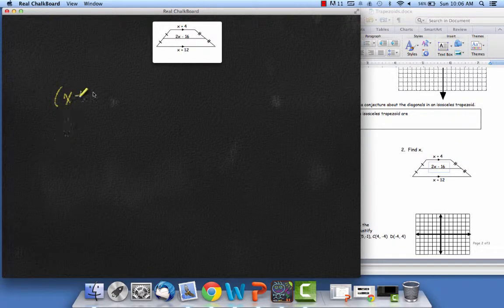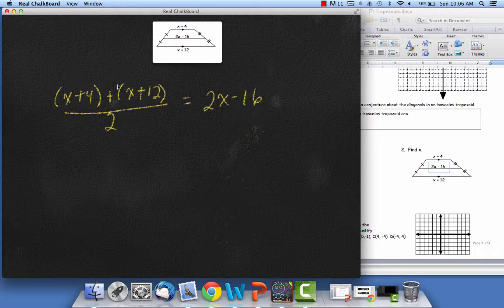So x plus 4 plus x plus 12 divided by 2 is 2x minus 16. So the average of the two bases is the length of the mid-segment. My goodness. It's very early in the morning for me when I'm doing this. Okay, so 2x plus 16 over 2 is 2x minus 16. So this is x plus 8.